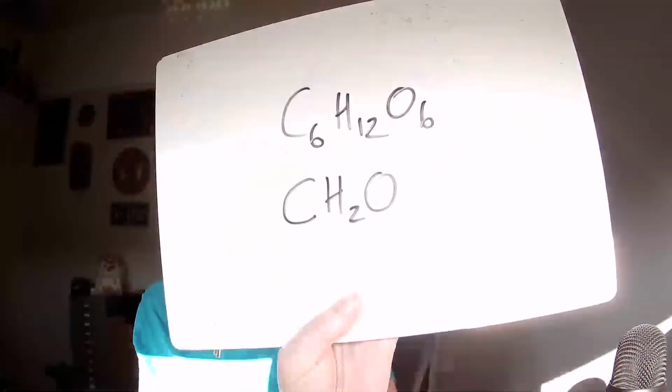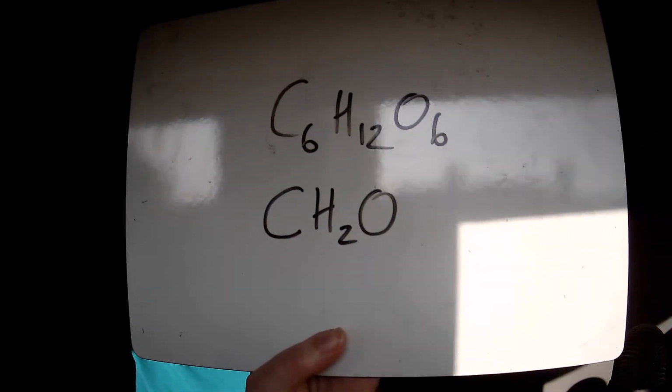To work out the empirical formula, we need to find the highest common factor of all of those numbers. So in this case, 6 and 12. So the highest common factor of 6 and 12 is 6. And then all we need to do is divide each of those by 6. So 6 divided by 6 is 1. So we just write C. 12 divided by 6 is 2. So it's H2. And 6 divided by 6 is 1. So the empirical formula just becomes CH2O. All you're doing there, highest common factor, divide each of those atoms by the highest common factor and write down whatever you get. Okay, simplest whole number ratio.